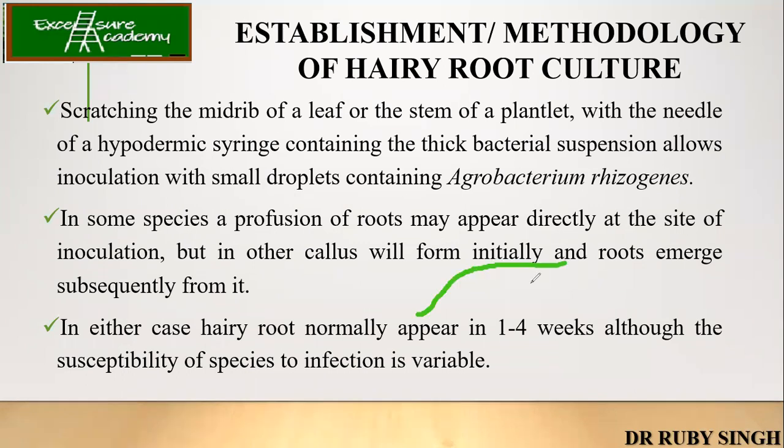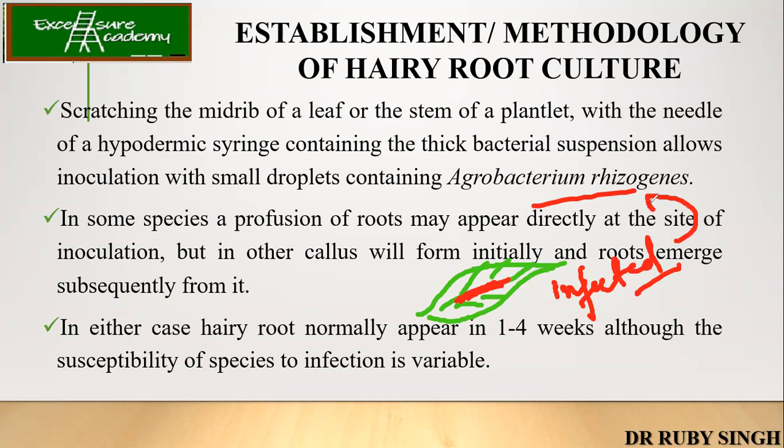Let us say that you have taken the leaf. Now, with the help of the syringe containing the bacterial suspension, you scratch it over here. On this scratching, the leaf gets infected with the bacteria. Now, which bacteria are we using? We are using Agrobacterium rhizogenes.